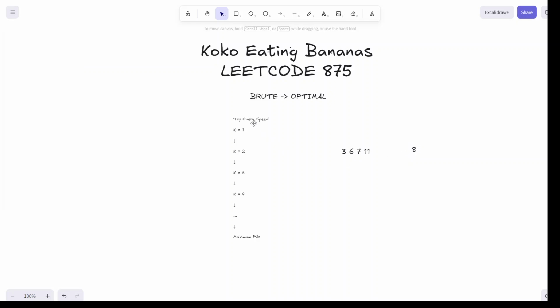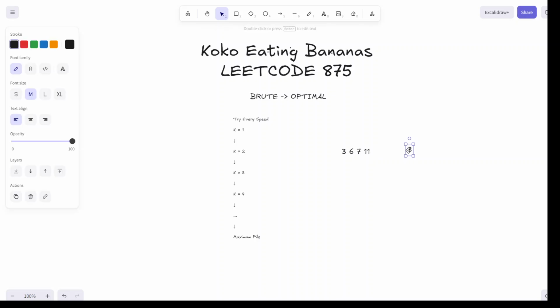For the brute approach, we can try every speed. The max number of bananas in a pile is 11, so she can eat 1 banana per hour, or 2 bananas, up to a max of 11 bananas per hour. If she eats 11 bananas per hour, the 11 pile will be completed in 1 hour itself, and the total will be 4 hours. So the minimum hours she can complete in is 4 hours, but we have to find it for 8 hours. I hope you got the crux of the question.